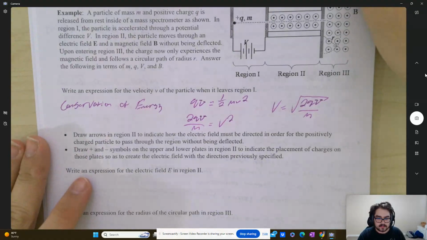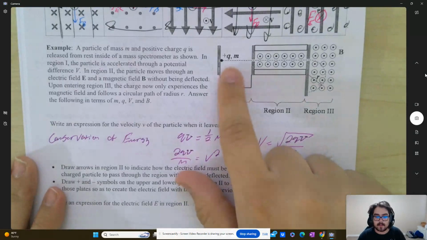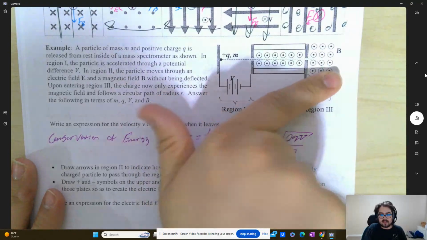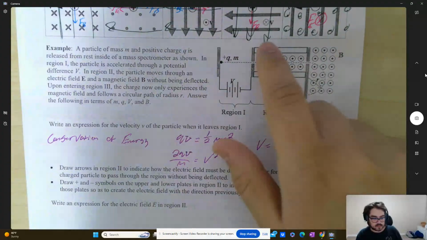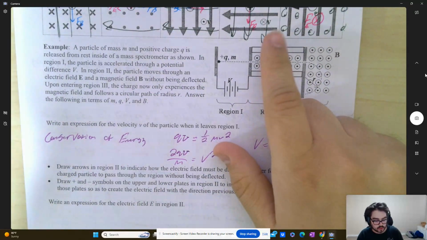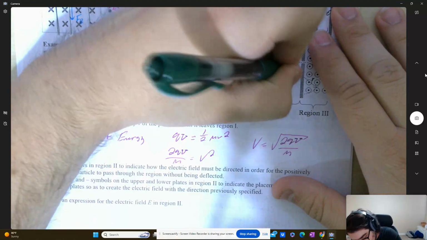To indicate how the electric field must be directed in order for the positively charged particle to pass through the region without being deflected. So it's a positive charge. It's going to be moving to the right. So right hand rule, B field out of the page. So we're going to know that the B force is going down. So the electric field should be going up. And you would determine that with your right hand rule.